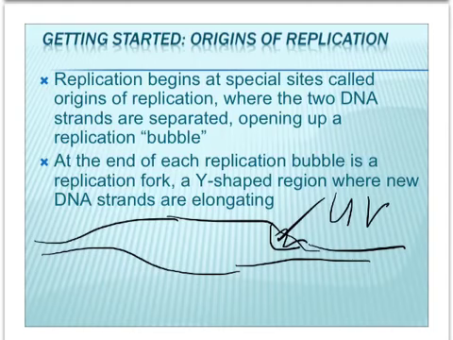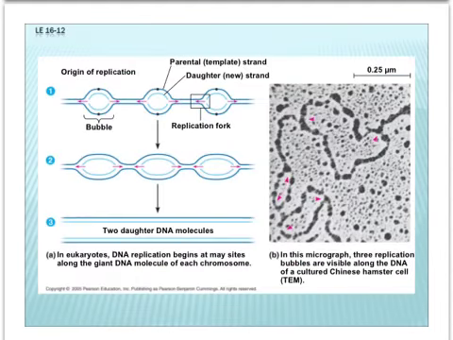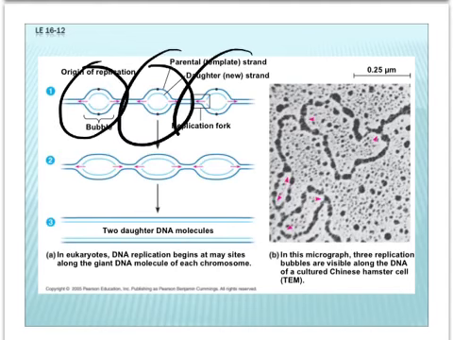The replication is going to occur in both directions, going towards and away from the point of origin. Okay, and typically we call the area right here the replication fork. That's the Y-shaped region where new DNA strands are actually being elongated. You can see this here once again in eukaryotes. You have multiple origins of replication happening all at once. Why do we have that? The purpose is to speed up the reaction so that it happens a lot faster than if you just did it at one location.